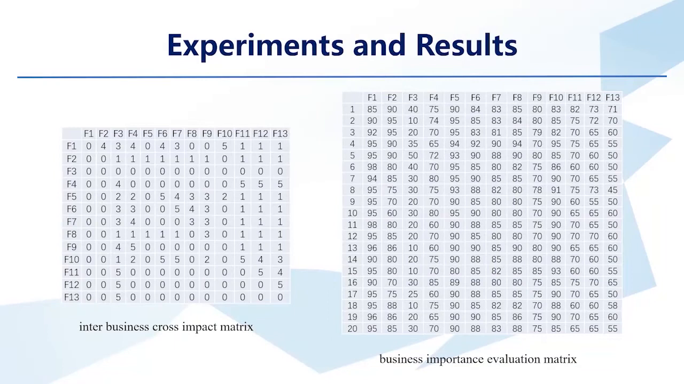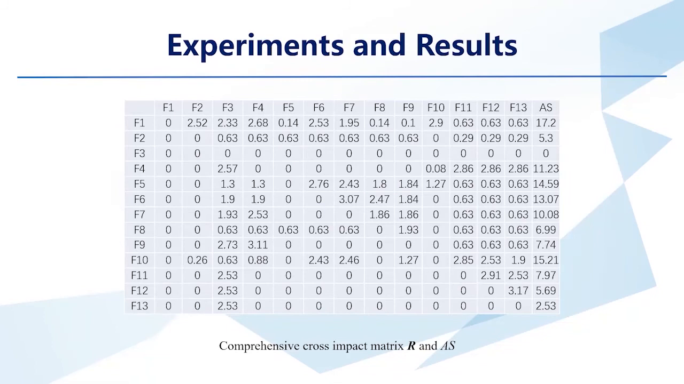20 experts participated in scoring. 20 inter-business cross-impact matrices and one business importance evaluation matrix are generated according to the rules of the inter-business impact evaluation table and the business importance evaluation table. The left is one of the inter-business cross-impact matrices. The right side is the business importance evaluation matrix. According to our method, after multi-step calculation, the comprehensive cross-impact matrix R and the active sum are obtained.